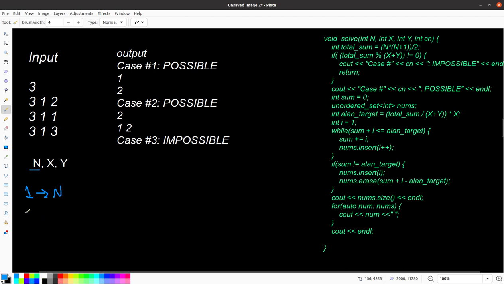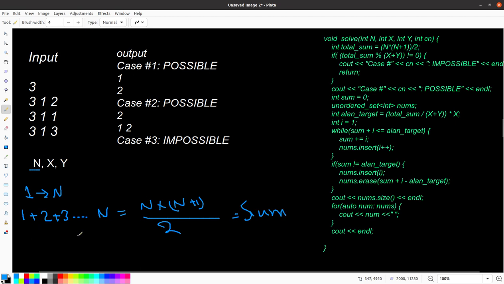The summation of all of these numbers is 1 plus 2 plus 3 up to n, which equals n multiplied by n plus 1, divided by 2, and this will be the total sum.